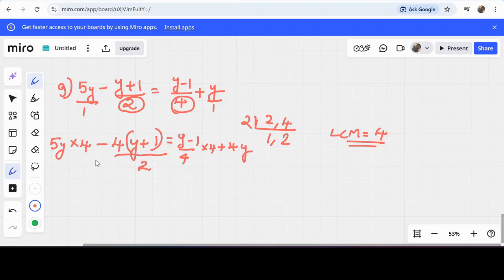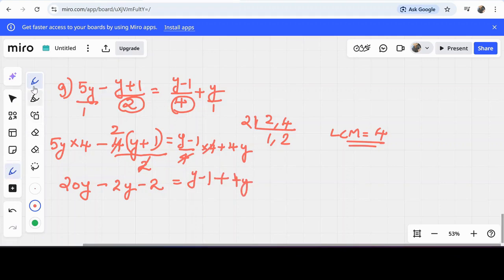So in the next step I know that 5y into 4 is what? 20y. So 20y. Then here this 4 and 2 when I divide I can cancel, and it will become 2 here. So here minus 2 into y. Now I am doing simultaneously minus 2 into y, which is minus 2y, then minus 2 into 1, which is minus 2, which is equal to, here also this 4 and 4 will get cancelled, so y minus 1 plus 4y.